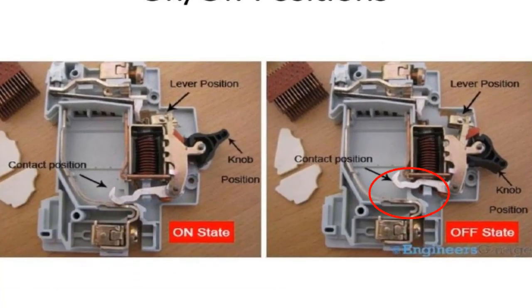See in this figure, in the off state there is a discontinuity in the current carrying path. So this makes the circuit open, that is, the circuit is isolated from the power supply under overload condition. So this is the protection against overload condition.